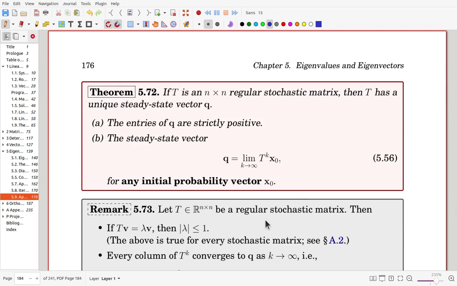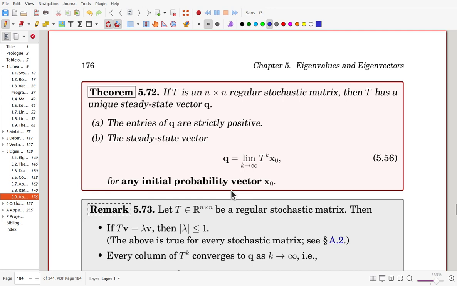Here we have a theorem. T is an n by n regular stochastic matrix. Here, for the theory, we need this regularity. Then T has a unique steady state vector Q. The entries of Q are strictly positive. And the steady state vector can be obtained by using the power method.